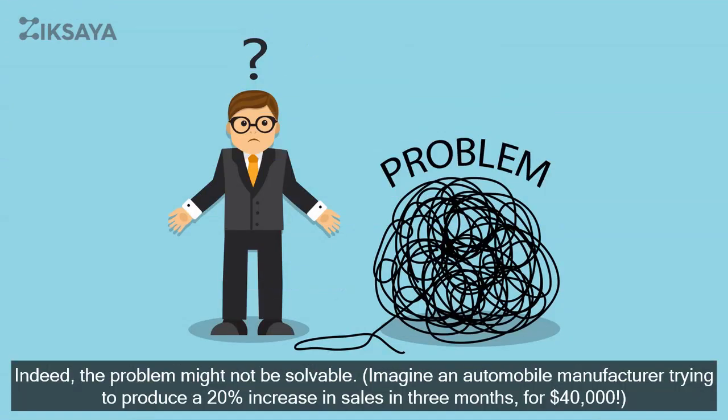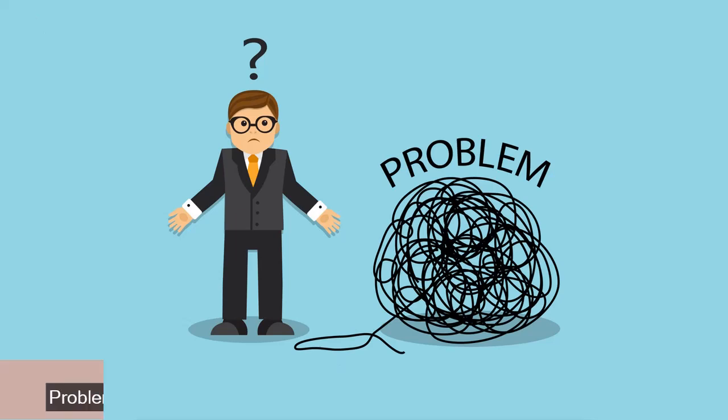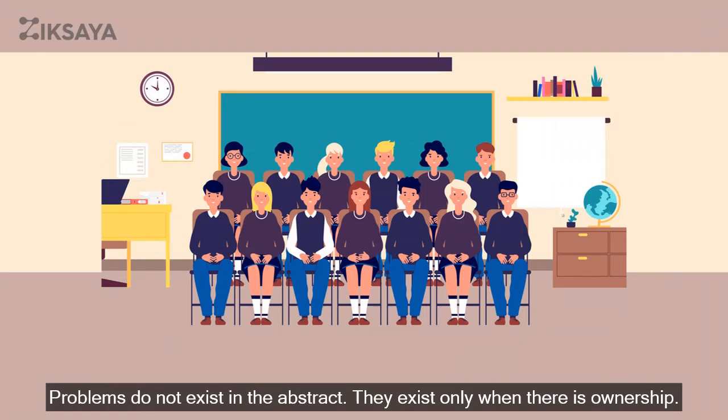Indeed, the problem might not be solvable. Imagine an automobile manufacturer trying to produce a 20% increase in sales in 3 months, for $40,000. Problems do not exist in the abstract. They exist only when there is ownership.